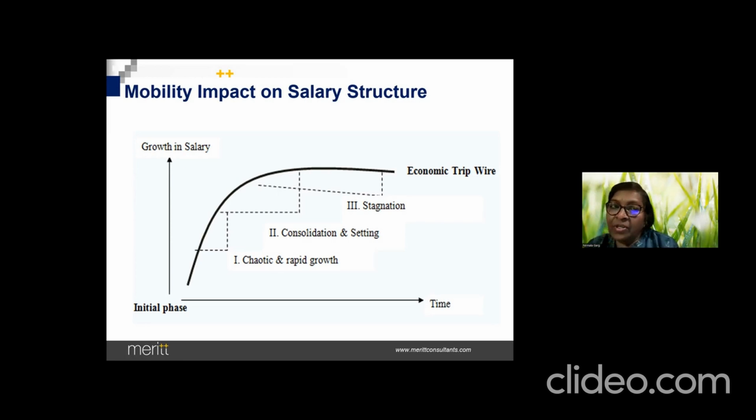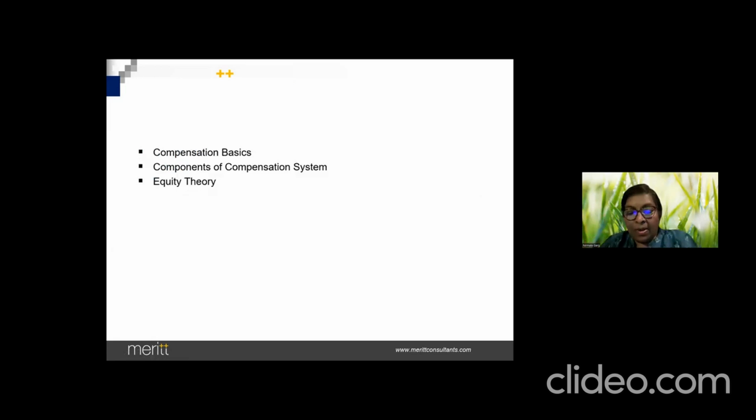I'm just dealing with only 4 or 5 of the key factors which are impacting compensation. And one of the key factors is globalization and technology, which has a huge impact on compensation. Any questions thus far? So that we can go to the next module, which is very, very important, where we are getting down to the basics of compensation. Any questions thus far? All right.